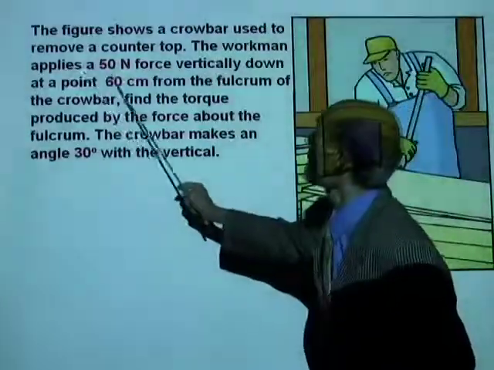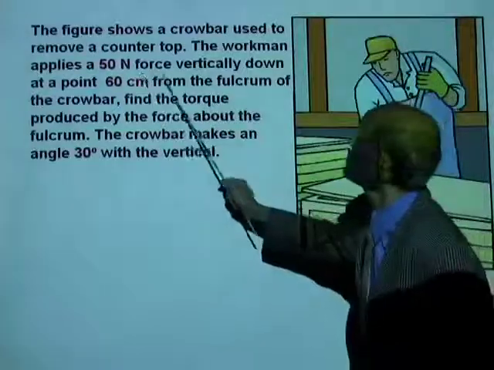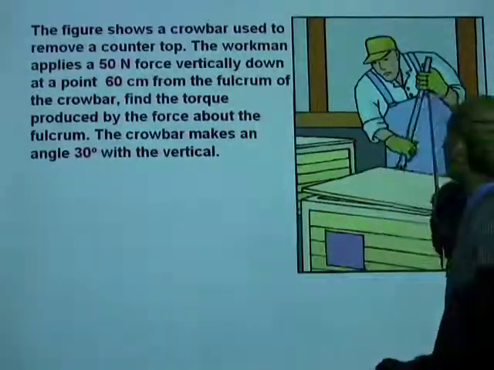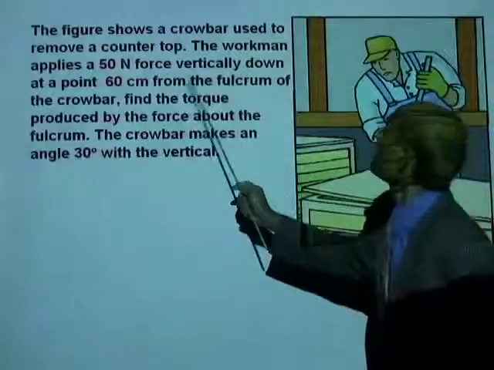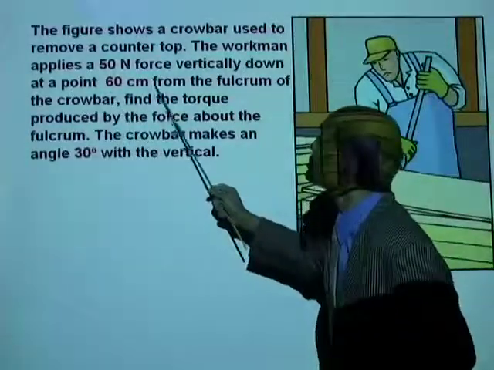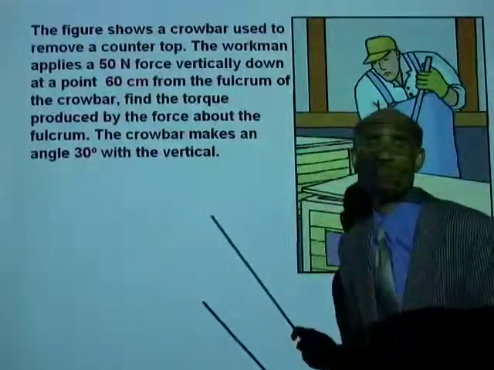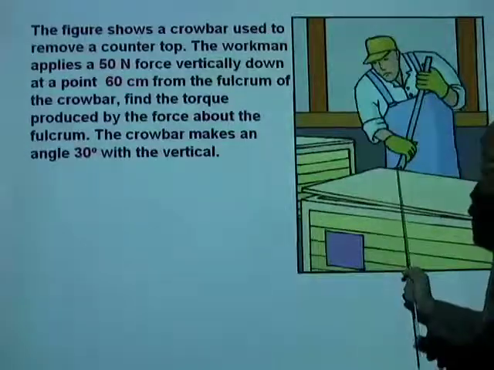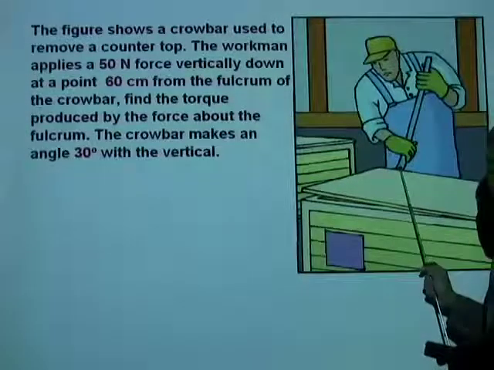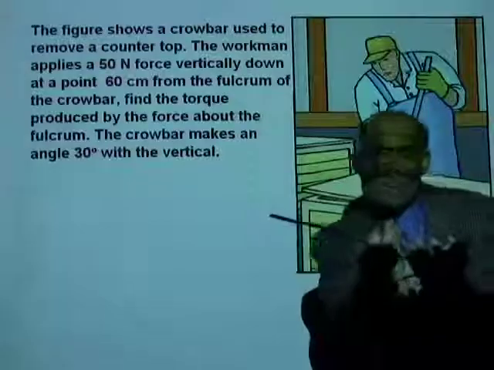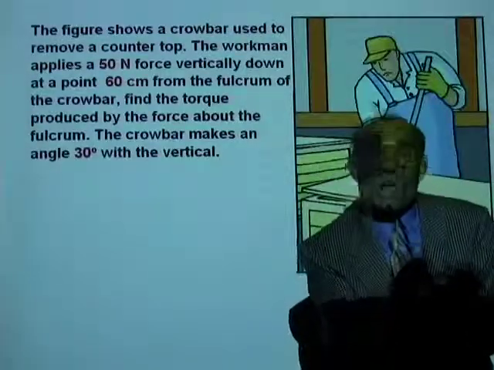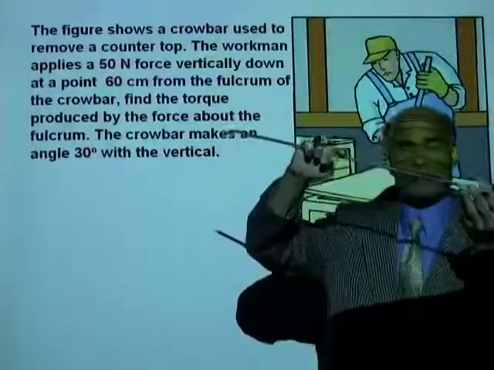The workman applies a force of 50 Newton vertically down at a point 60 centimeter from the fulcrum. Actually, the fulcrum is where the crowbar is, the end of the crowbar is resting on the countertop. That is the fulcrum.